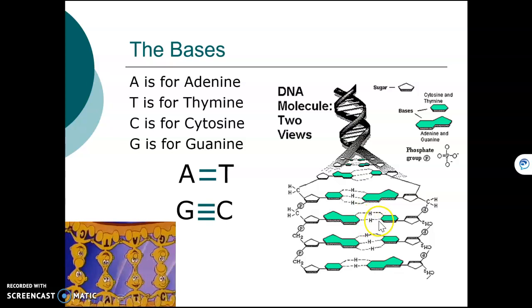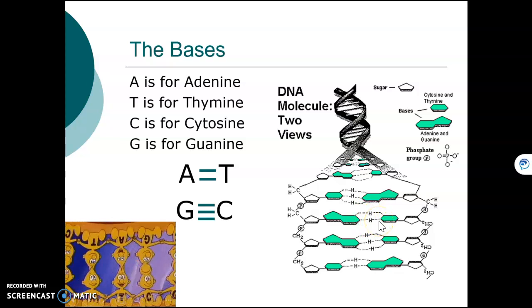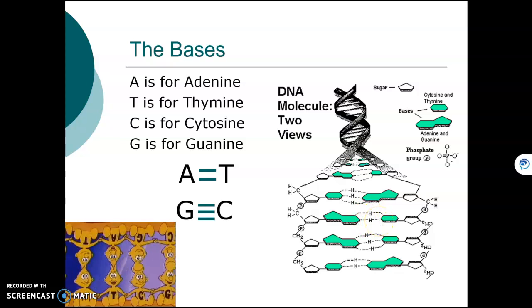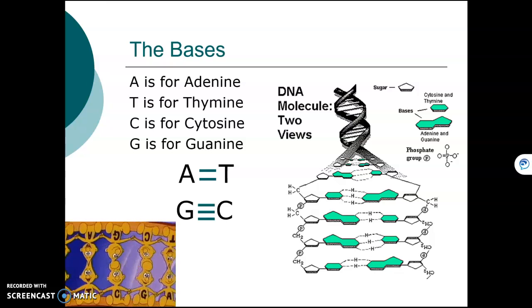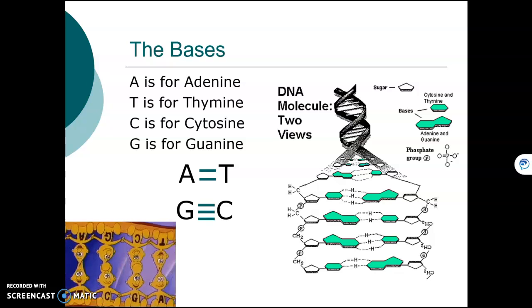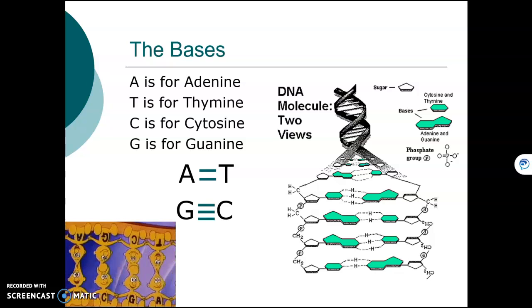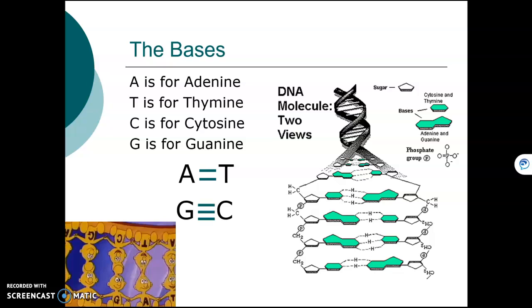These are hydrogen bonds, and hydrogen bonds happen to be a very weak bond, and so you need that for your notes. Hydrogen bonds are weak. And there's a good reason why they're weak: in order to make copies from our DNA, we have to be able to split it open. So we have to be able to break those bonds when we need to.